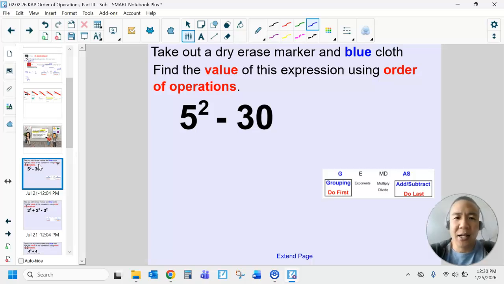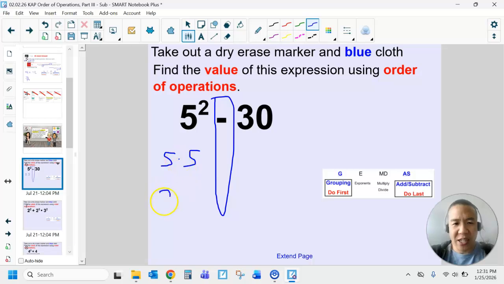Find the value using order of operations. Do you see any grouping symbols anywhere? No, I do not. But I do see some adding and subtracting. Remember that adding and subtracting separates the terms. Here it says 5 squared. So the base is 5, and I need to write this factor twice. 5 times 5 is 25. The right side says 30. What is 25 minus 30? Let's think. If I go 25 right and I go back 30 spaces, it's going to be negative, -5.